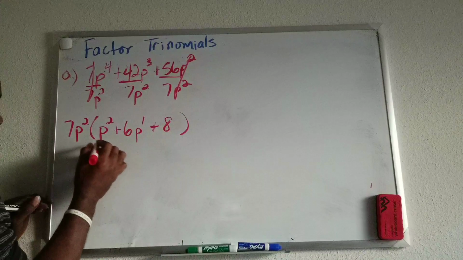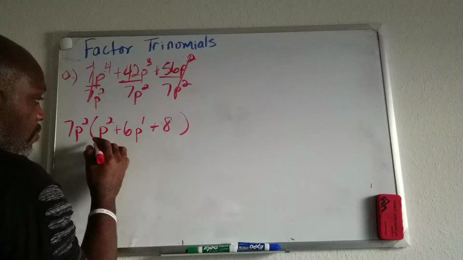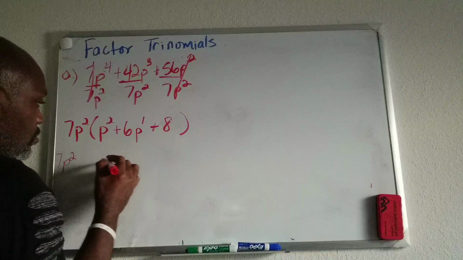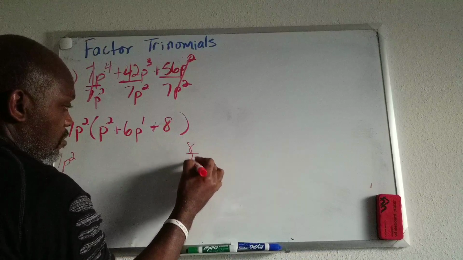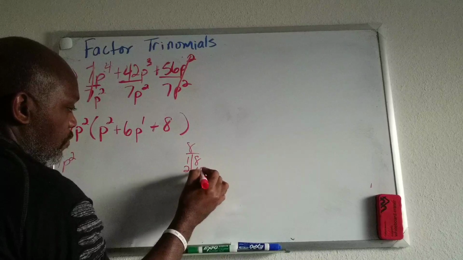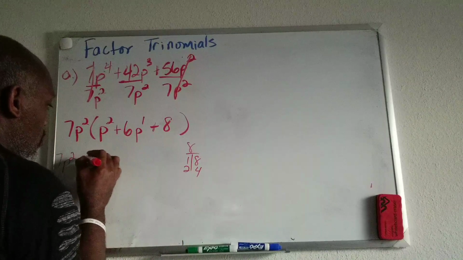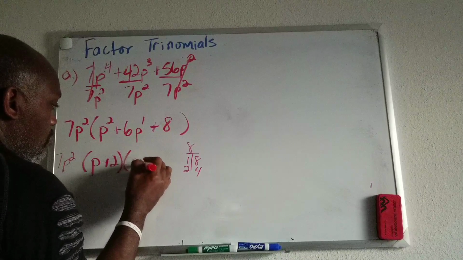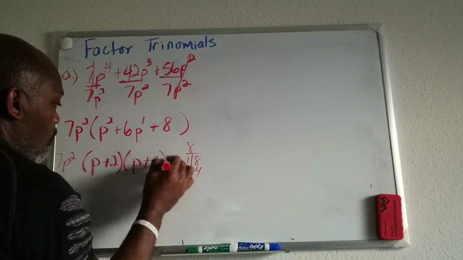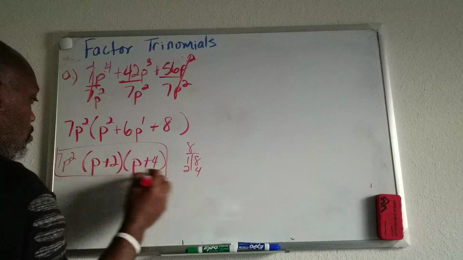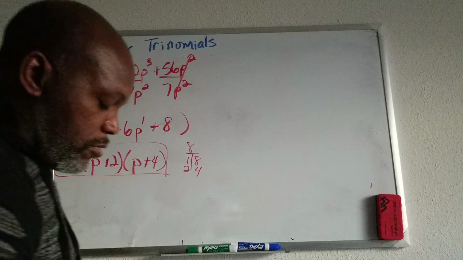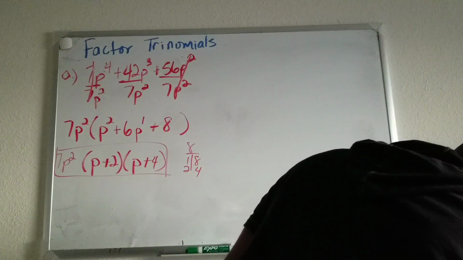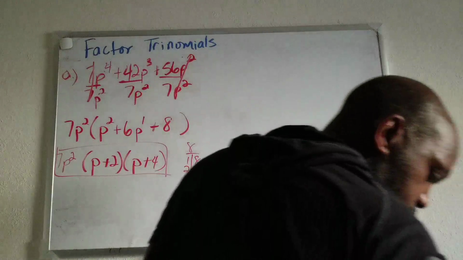So now we're going to see if we can factor this trinomial. We're going to break down 8: 1 and 8, 2 and 4. 2 plus 4 gives you 6. So p plus 2, p plus 4. Okay, and that's your answer. All right. Let's see. Moving along here.